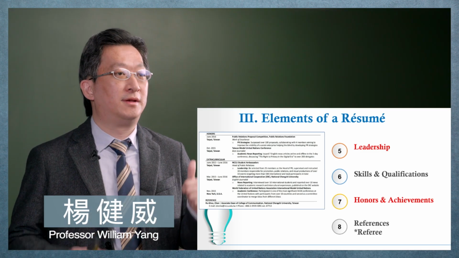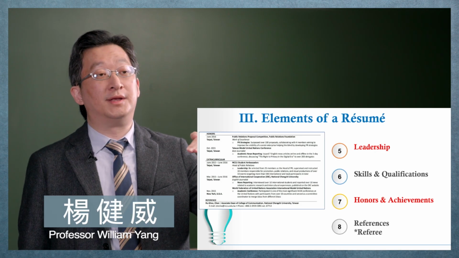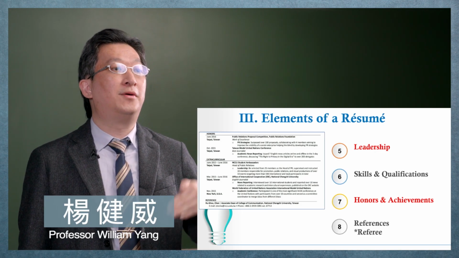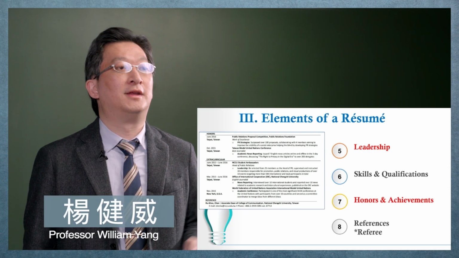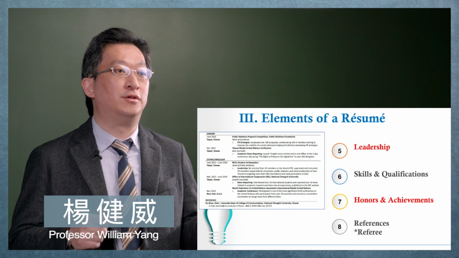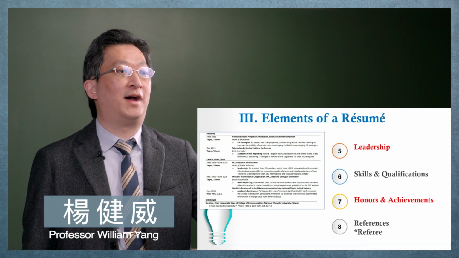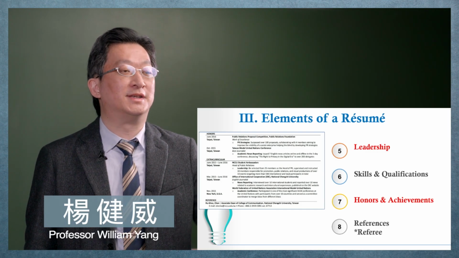Number 6, your skills and qualifications. You can include your hard and soft skills. For example, the ability to apply software, the coding languages you've learned. For qualifications, you can include your certificates and licenses you have acquired. Be sure to specify when exactly you acquired the certificates and the licenses.